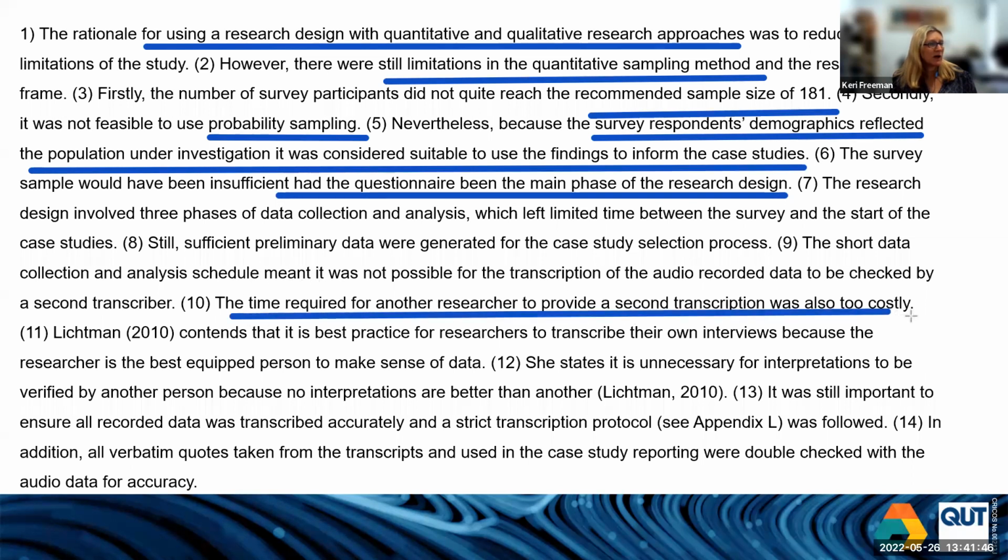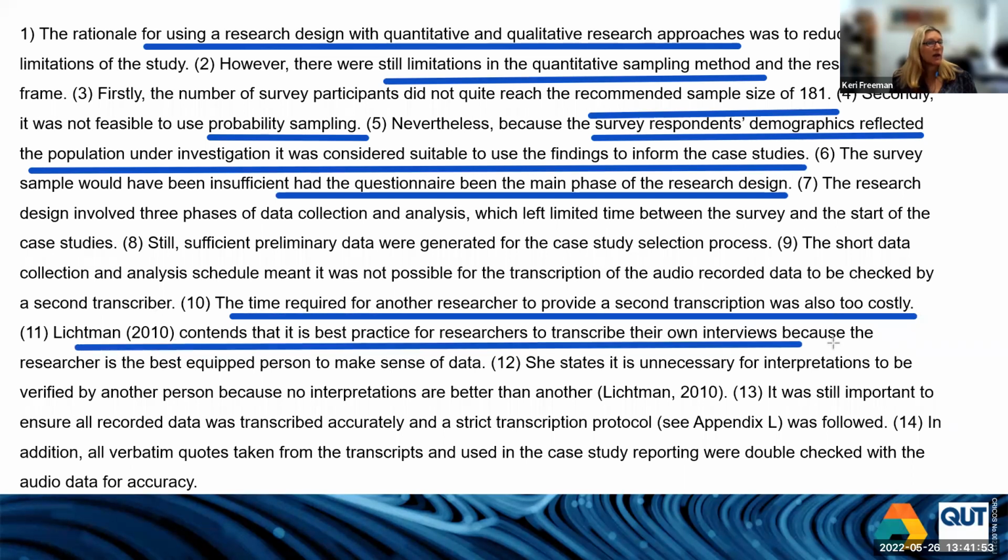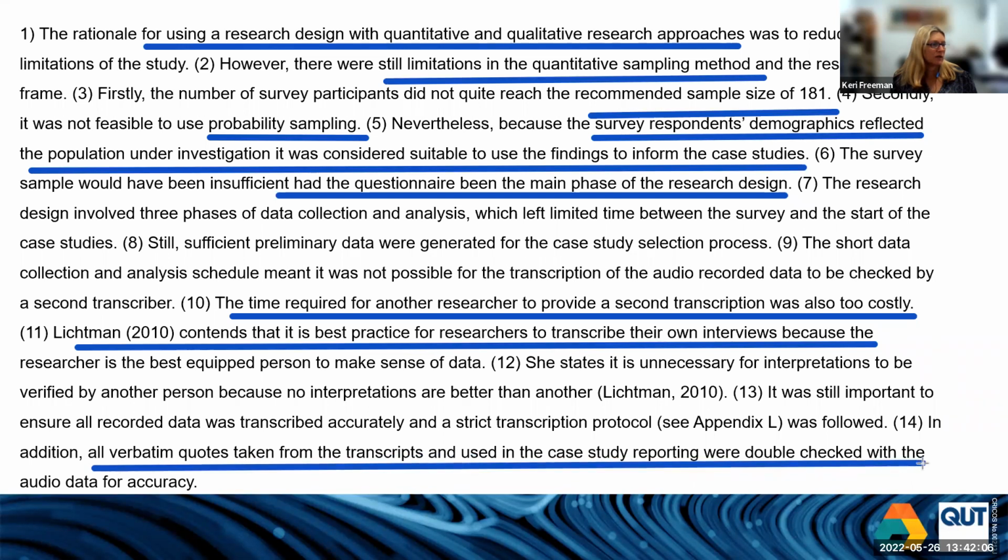Timing: there wasn't enough time or money for another researcher to look at the transcriptions, but it's okay. Lichtman says it's all right if you do your own transcribing. So all the quotes were double checked.